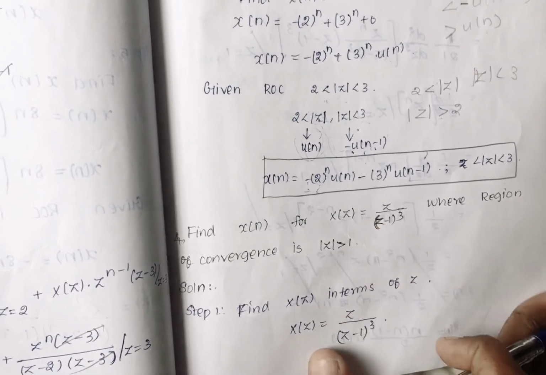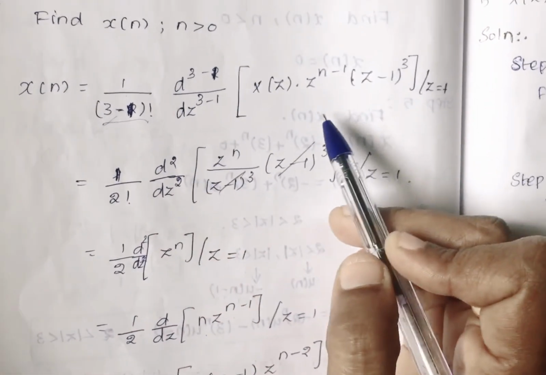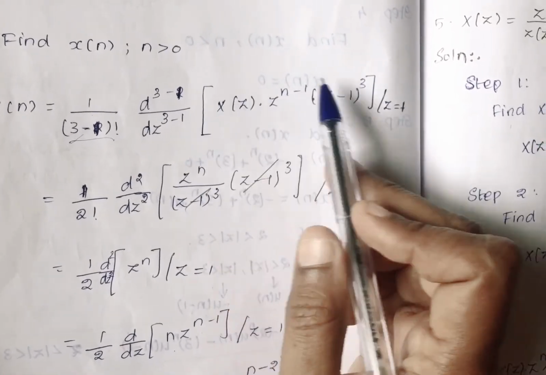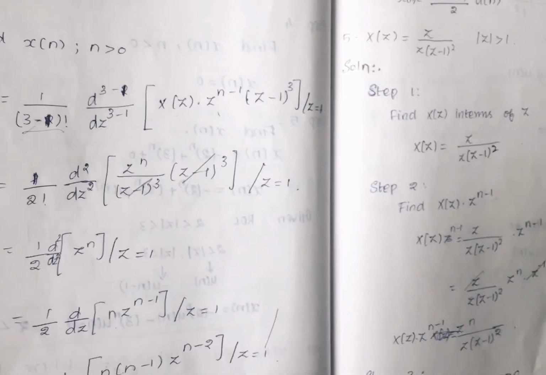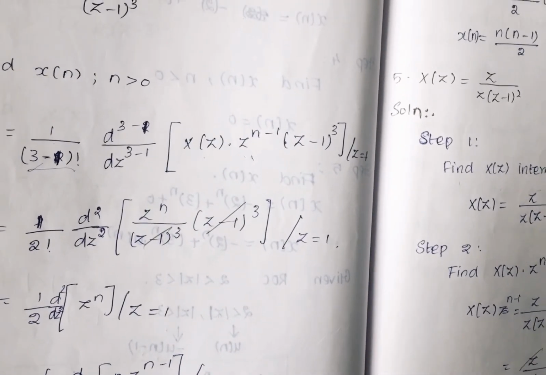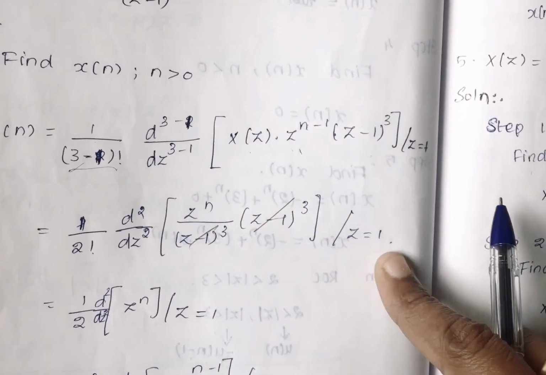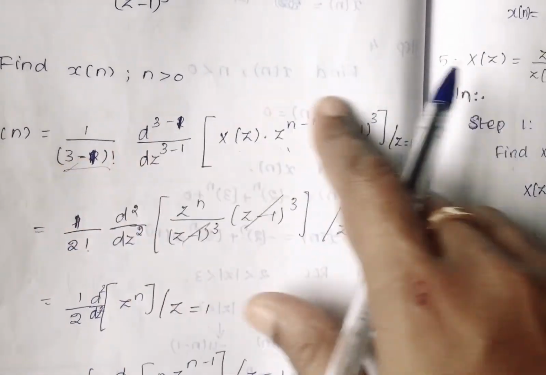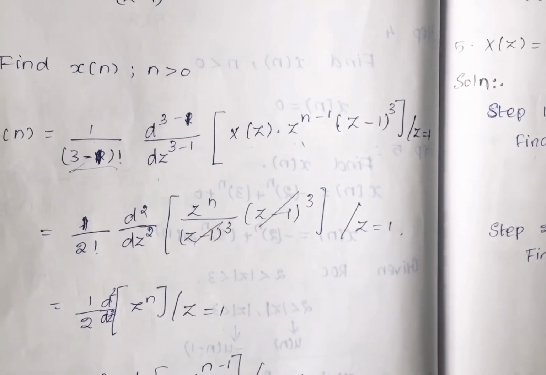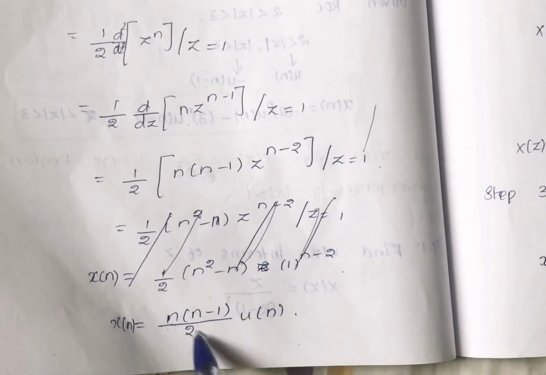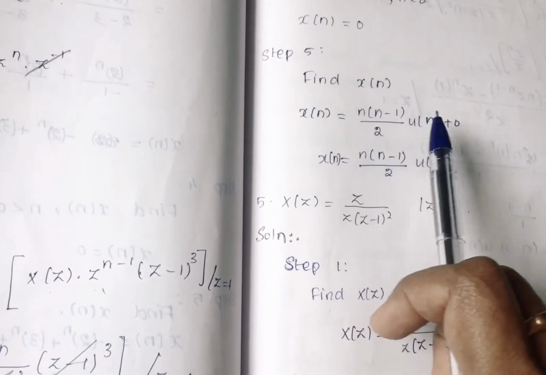Okay, 1 by (n-1) factorial in this problem, and apply the (n-1) factorial d^(n-1) by dz^(n-1) formula. Okay, X(z) z^(n-1). Here we find X1(z): X(z) z^(n-1) into our factorized term, and substitute z equal to 1. So it is a formula. Remember this formula, it is the residue method formula. If it is not needed, you don't have to differentiate; otherwise you have to differentiate. After differentiating you will get this answer, and here u(n) is for n greater than 0.